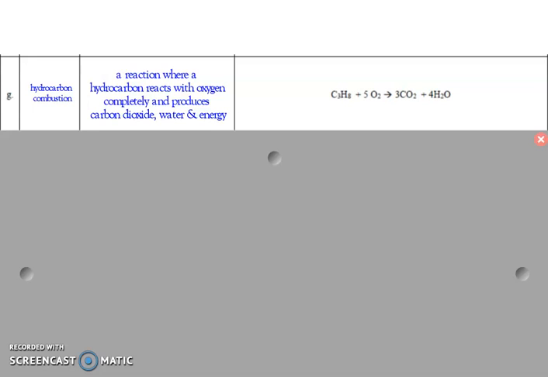Letter G is a hydrocarbon combustion because you recognize that a hydrocarbon, namely propane, is reacting with oxygen and gives you carbon dioxide and water vapor, and that is a typical hydrocarbon combustion reaction.